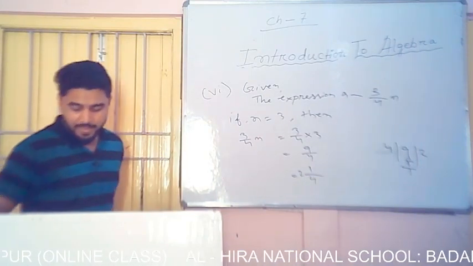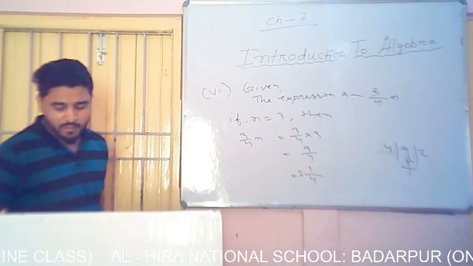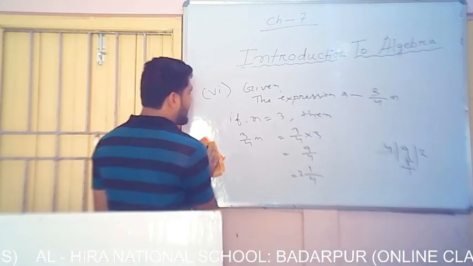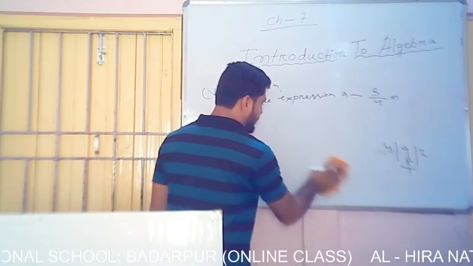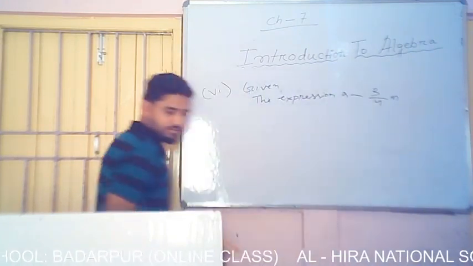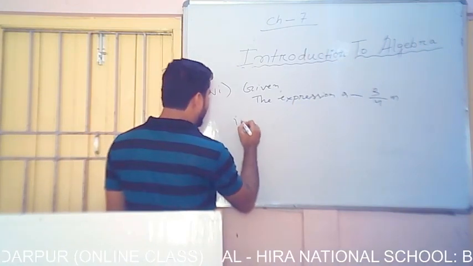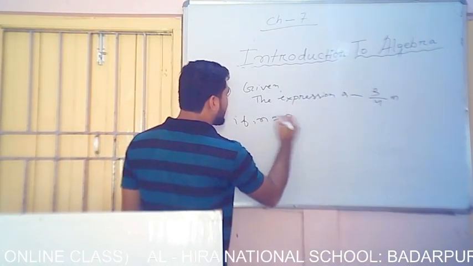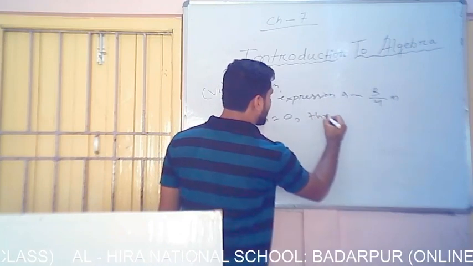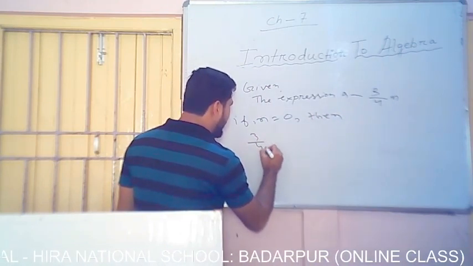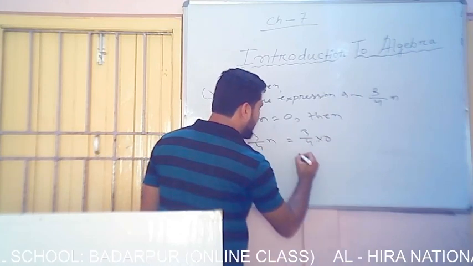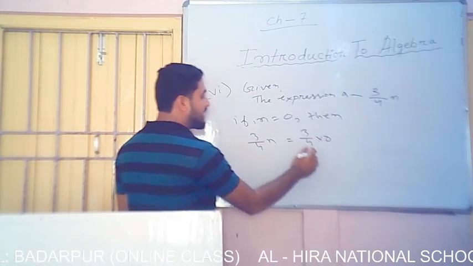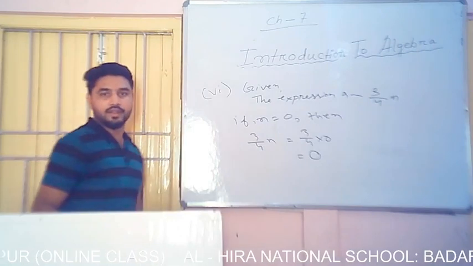Now come, if n equals 0. So let me write, if n equals 0, then 3 by 4 n equals 3 by 4 into 0. That means if I multiply anything with 0, then we'll get again 0.